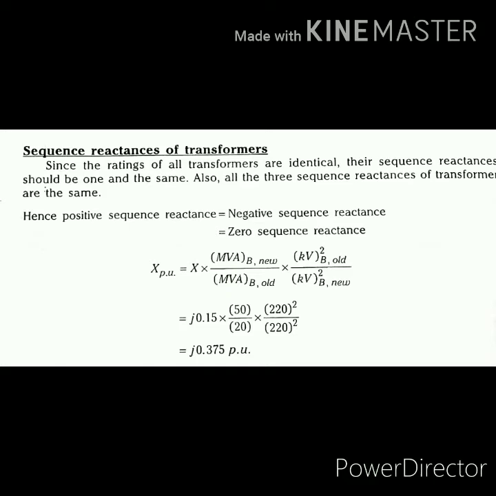Now how many types of transformer do you have? You have two types. One is star with neutral solidly grounded on both sides. One more is star without grounding and star with neutral solidly grounded. But if you see, both the transformers have the same rating, so you need not find again. If you find one, the same value will be for the other.